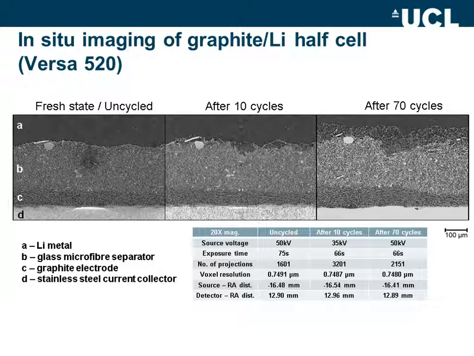Again, I highlighted that whilst failure can be catastrophic and occur over very short timescales, degradation is something that happens over many tens, hundreds of cycles, and therefore over many tens, hundreds, and even thousands of hours. Here, using the Versa 520, we're able to study the evolution over 10 and up to 70 cycles on this image to see exactly how those material microstructures are evolving under normal use conditions. And this gives us a unique insight into their degradation.